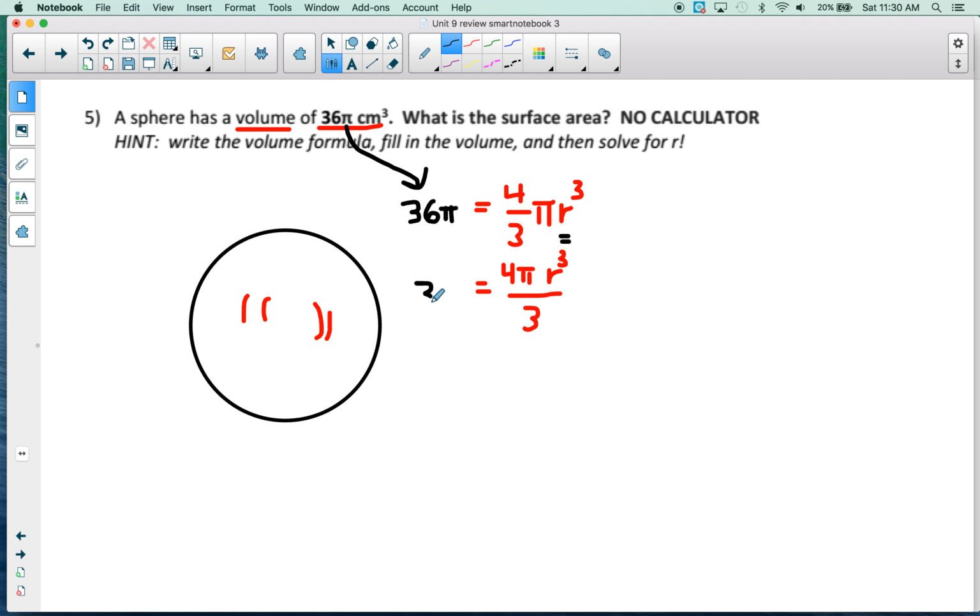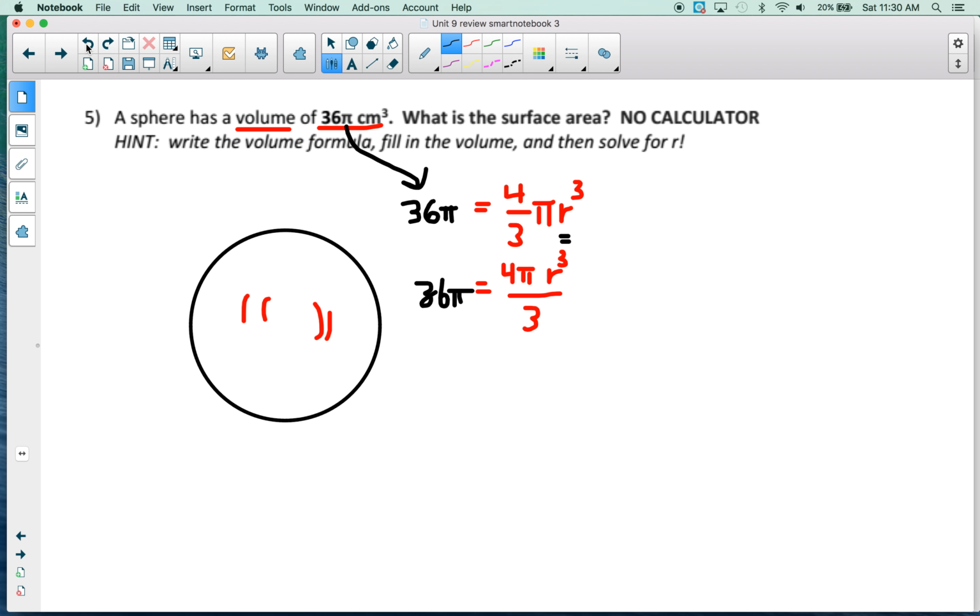So we can see what we're about to do. 36 pi. Okay, sorry for the straight line. Okay, what are we going to do? Well, whenever we have it, we want to isolate R. We want to get this by itself. There's a lot of things being done to R. It's being cubed, it's being multiplied by 4 pi, and it's being divided by 3.